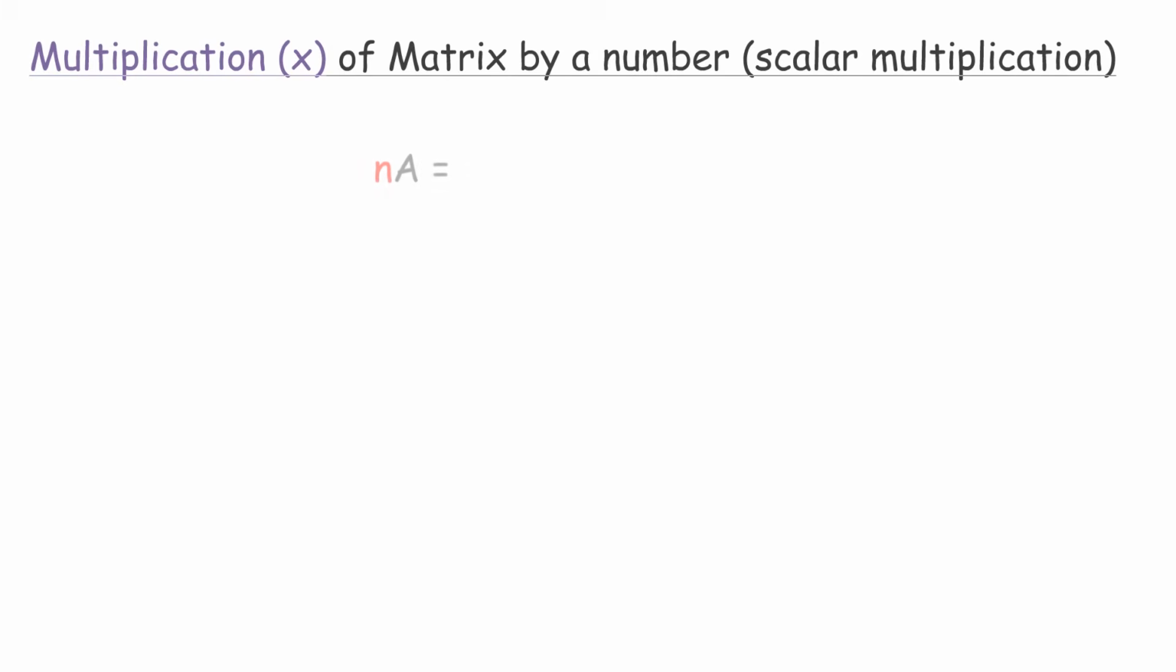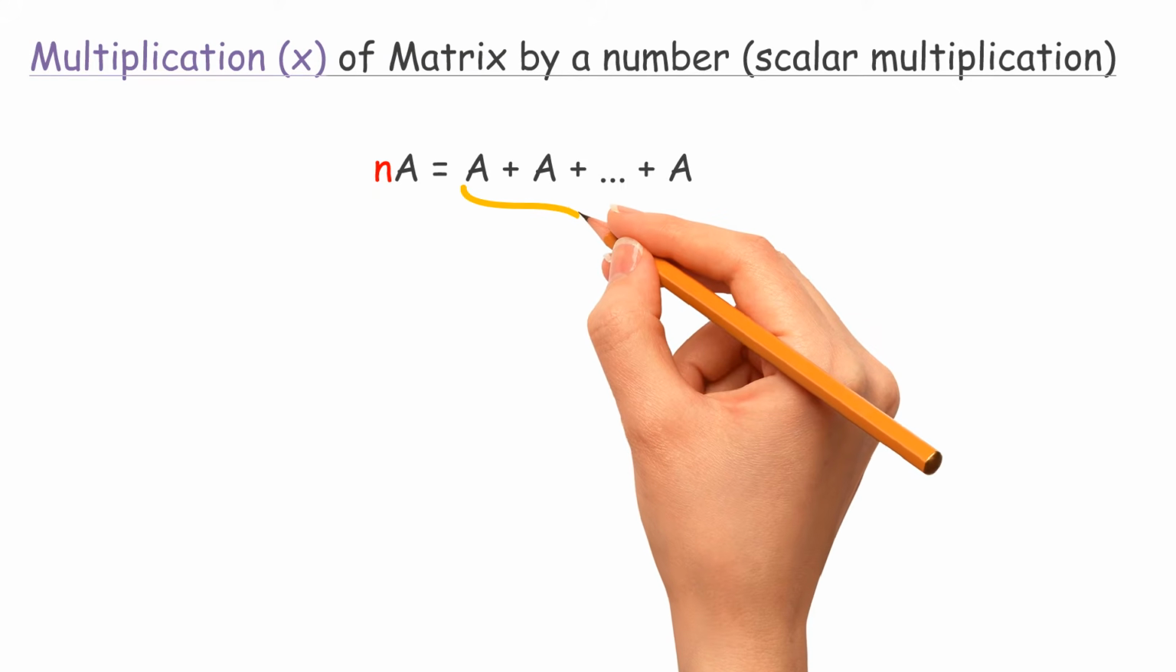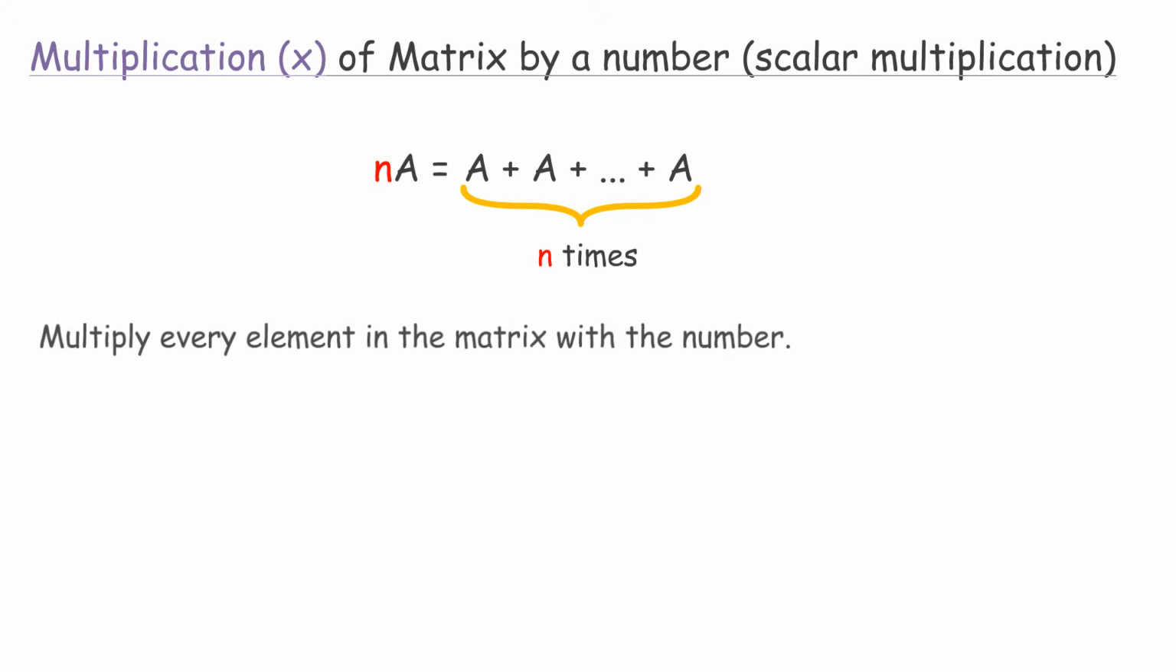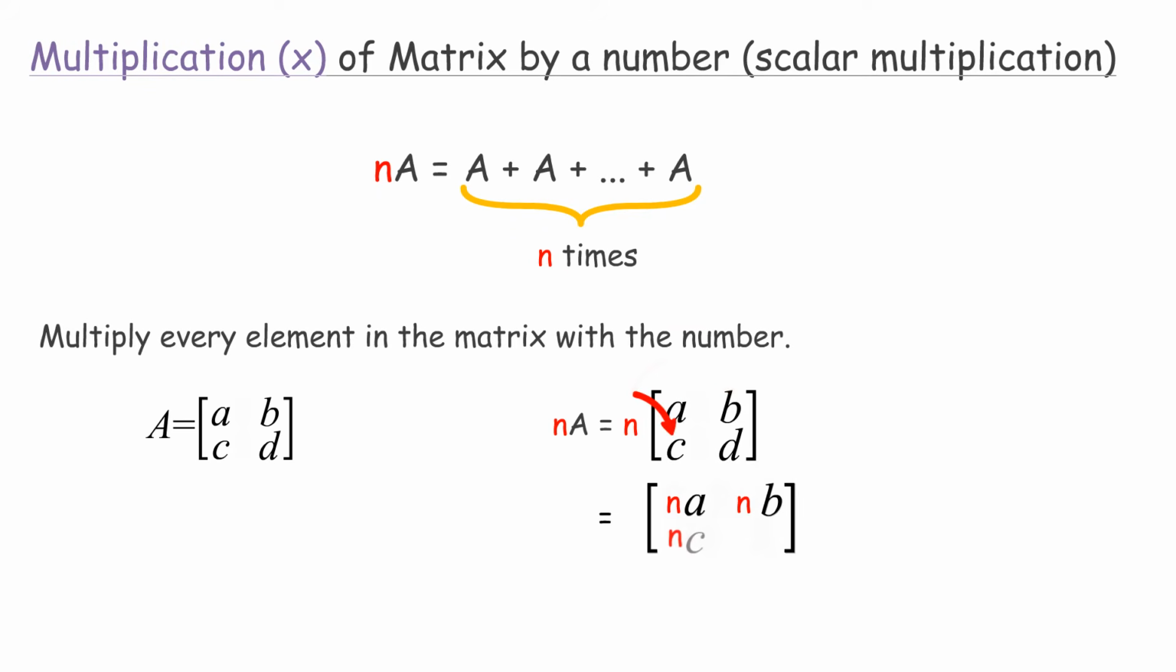Multiplication of a matrix by a number, scalar multiplication. It is done by repeated addition of the matrix. If matrix A is multiplied by a number n, then matrix A can be added to the same matrix A repeatedly for n times. Each element in matrix A is added to the same element repeatedly for n times. Multiply every element in the matrix with the number. N is known as the scalar, which means constant.